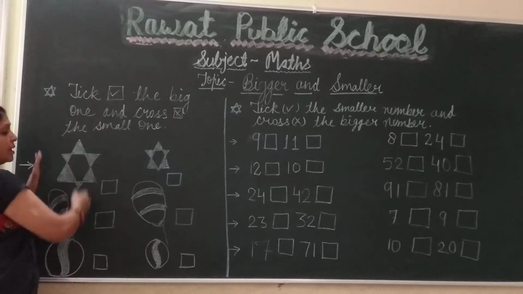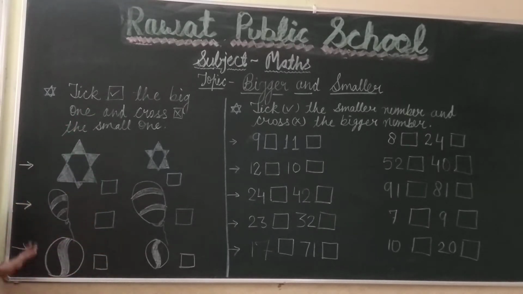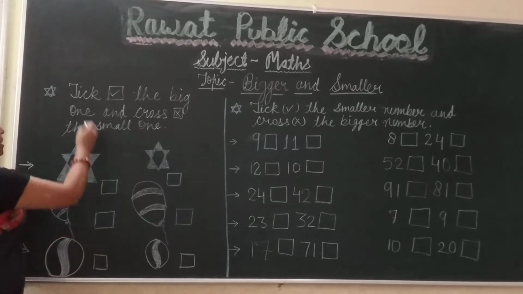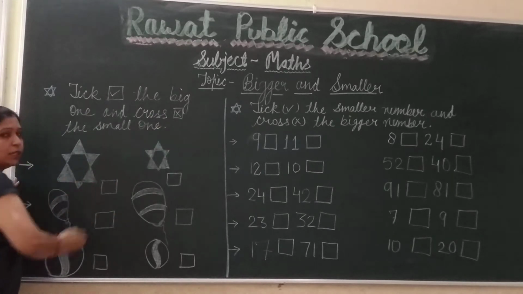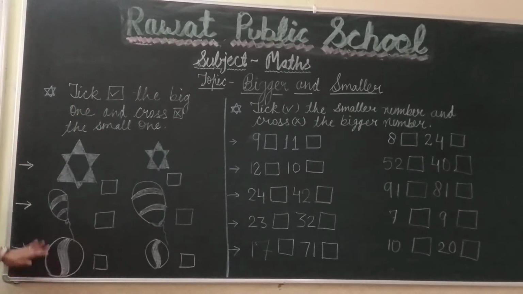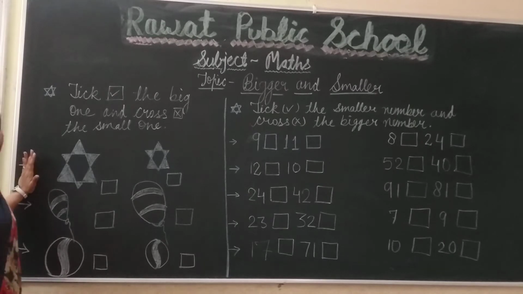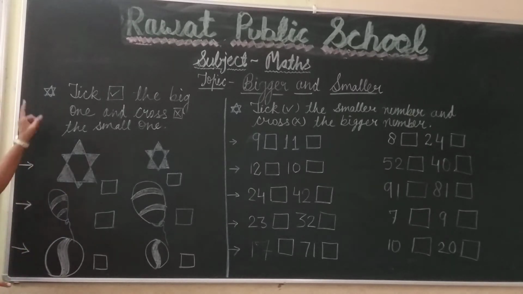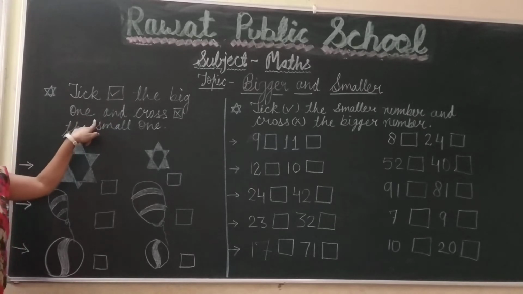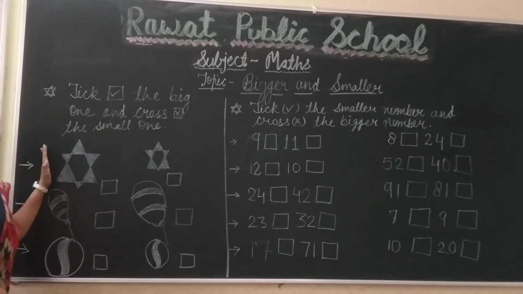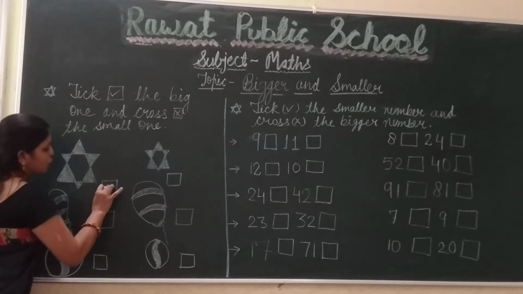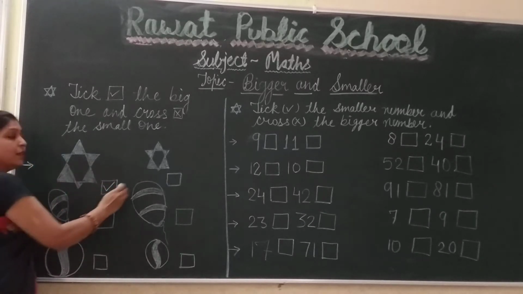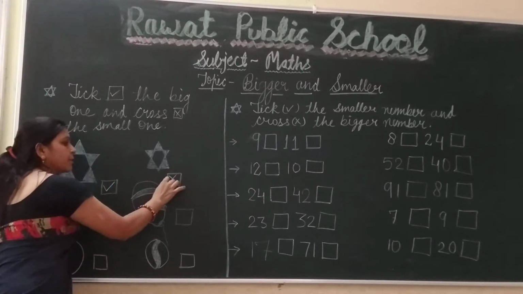Now, we will do this exercise with the help of pictures, big and small ones. See, take the big one and cross the small ones. Look at here students. These are some pictures. So just find out the big picture and small picture. The question is, take the big one. Which picture is big? Just find out which one is big in both stars pictures. This one is big. So take this picture, and which one is small? This one. So just cross it.